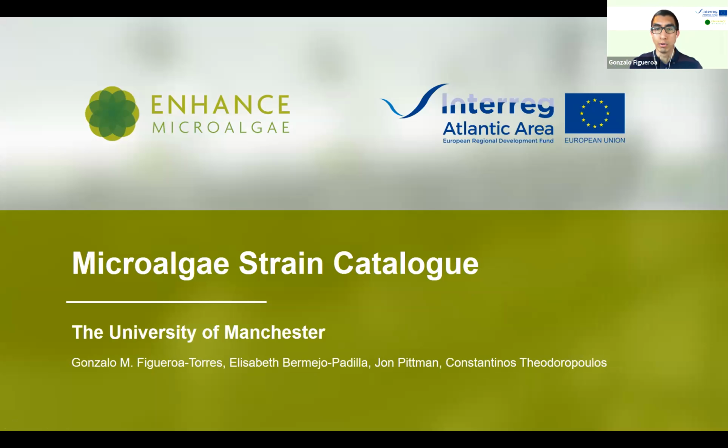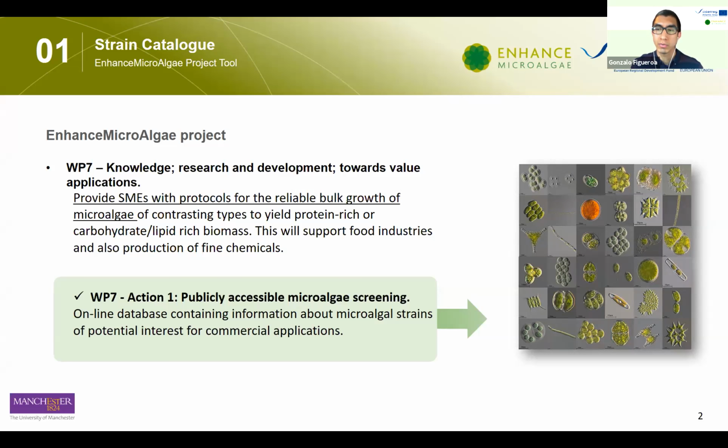So a bit of story of the microalgae strain catalog. There are different work packages associated with the project. Work package 7 deals with knowledge, research, and development. The goal of this work package is to provide small and medium enterprises with protocols for the reliable pool growth of microalgae of contrasting types to yield protein-rich or carbohydrate, lipid-rich biomass.